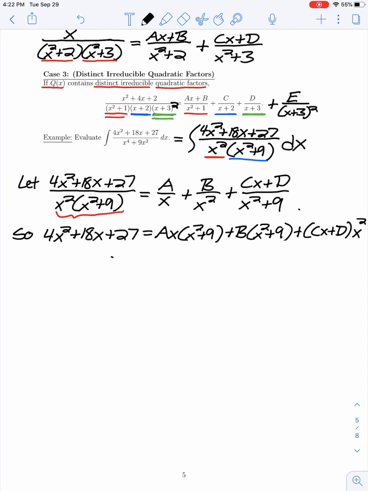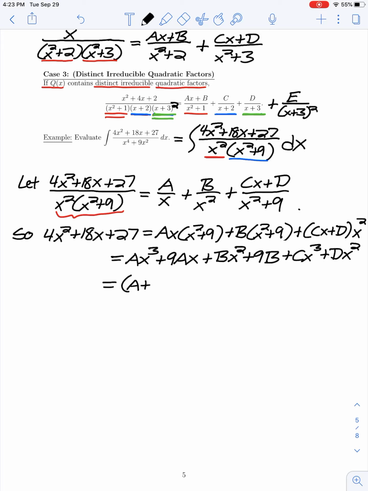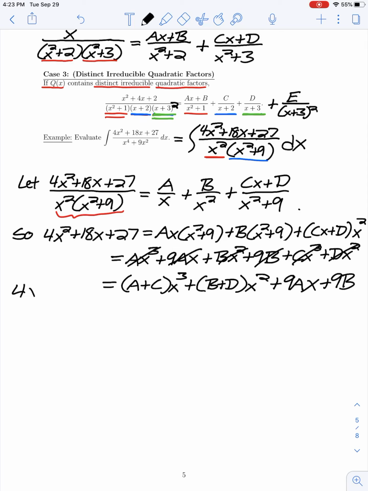So if we can't get away with that, let's instead expand on the right-hand side, and we would have ax cubed plus 9ax plus bx squared plus 9b plus cx cubed plus dx squared. Or combining like terms, I would have an a plus c times x cubed, then b plus d times x squared, then 9ax, and a constant of 9b. And that has to equal 4x squared plus 18x plus 27.